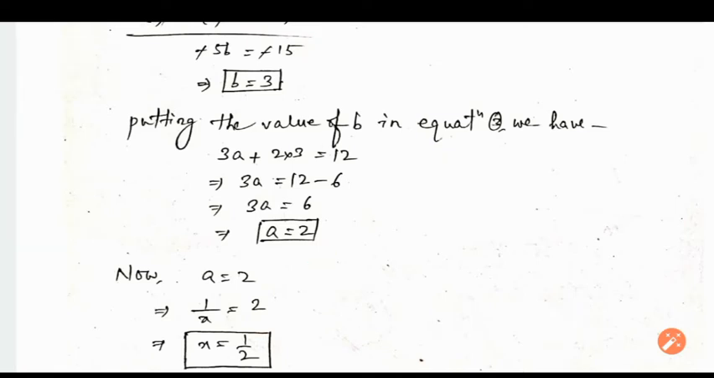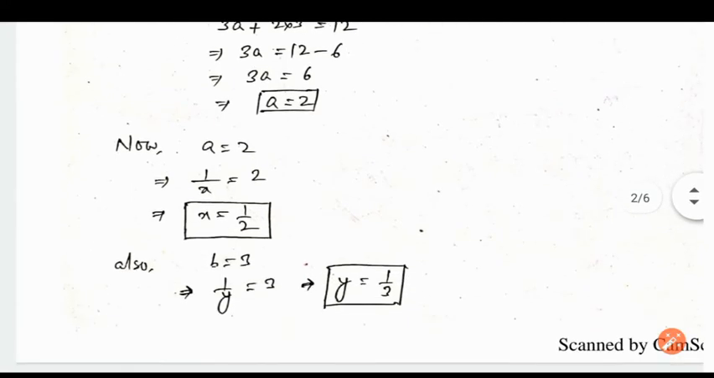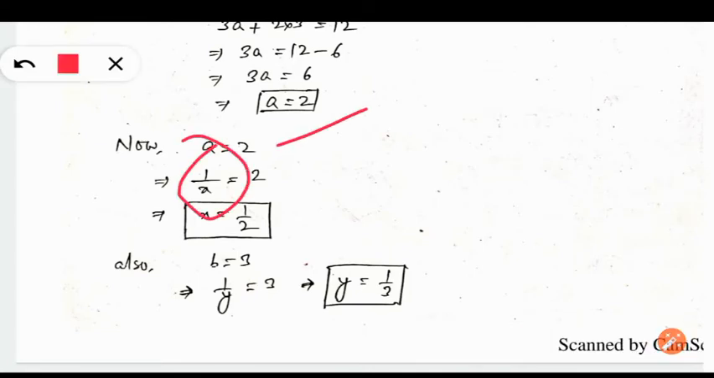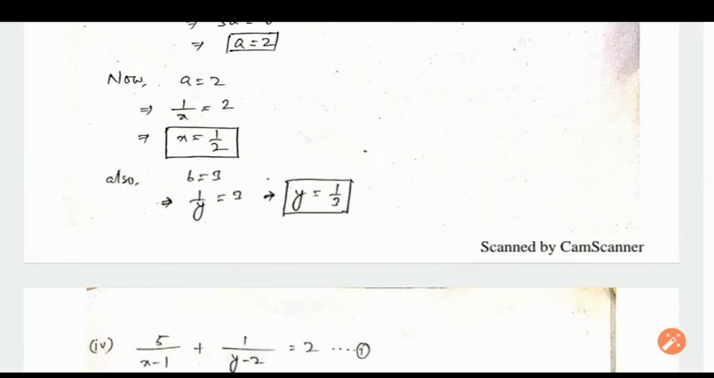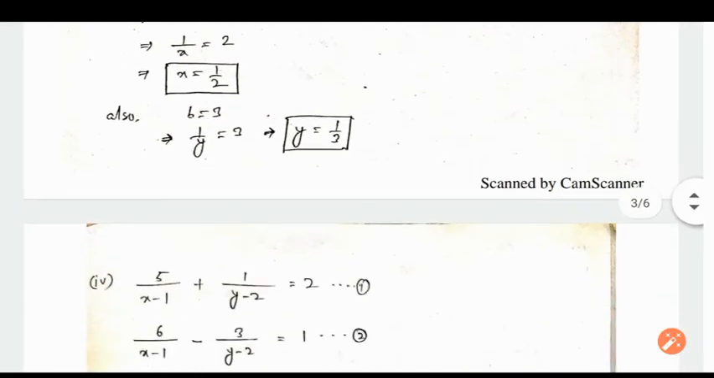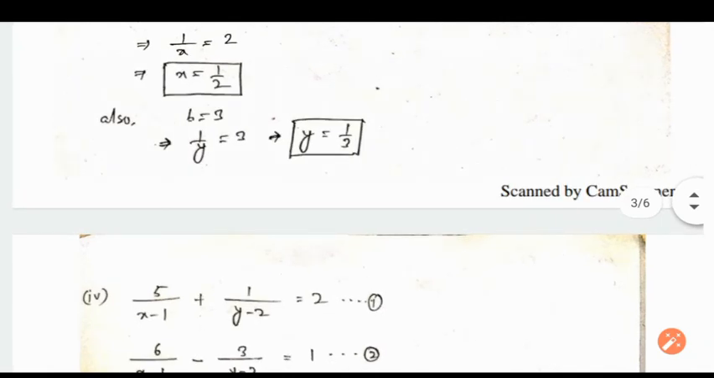But we are required to find x and y, not a and b. We got a as 2, but a was 1 by x. So 1 by x is equal to 2. Then what is x? x is equal to half. Similarly, b is 3, so 1 by y is equal to 3. What is y then? y is 1 by 3. So this is how we solve a pair of linear equations by taking a suitable substitution.